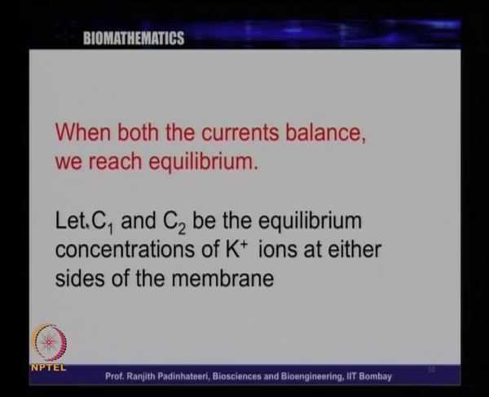This is not the initial concentration. Initially, we had some concentration. So, now let me call this initial concentration C1 0 and C2 0. So, now this is the C1 and C2, the concentrations at equilibrium. If C1 and C2 are the concentrations at equilibrium, the question we want to ask is that will there be any potential across the membrane or not. So, C1 and C2 may not be equal, we do not know. If they are not equal, what will be the potential? That is what we are going to calculate.